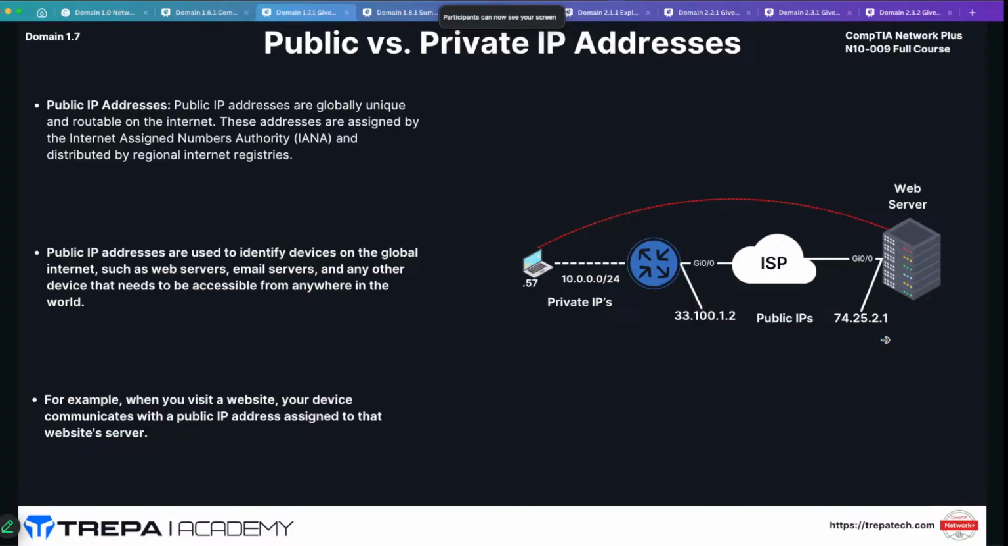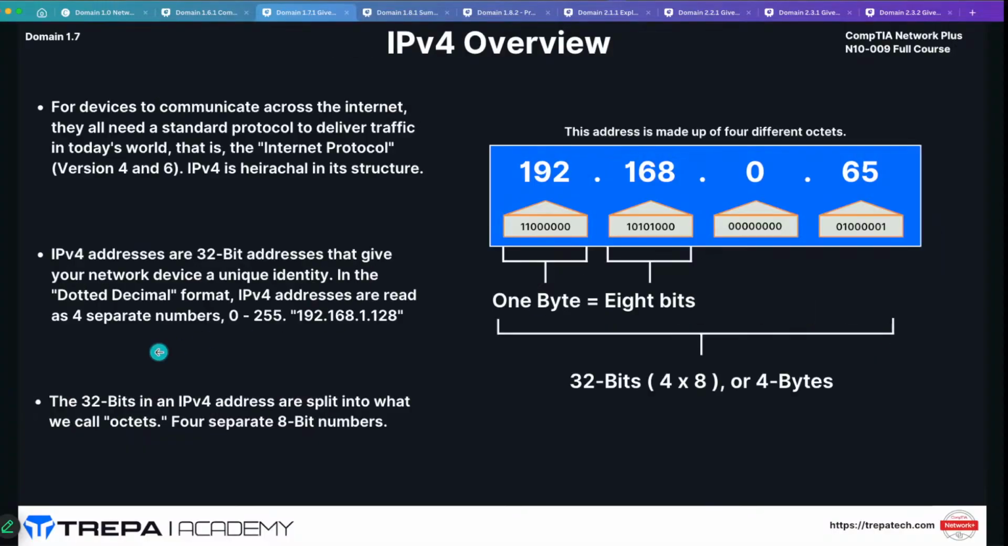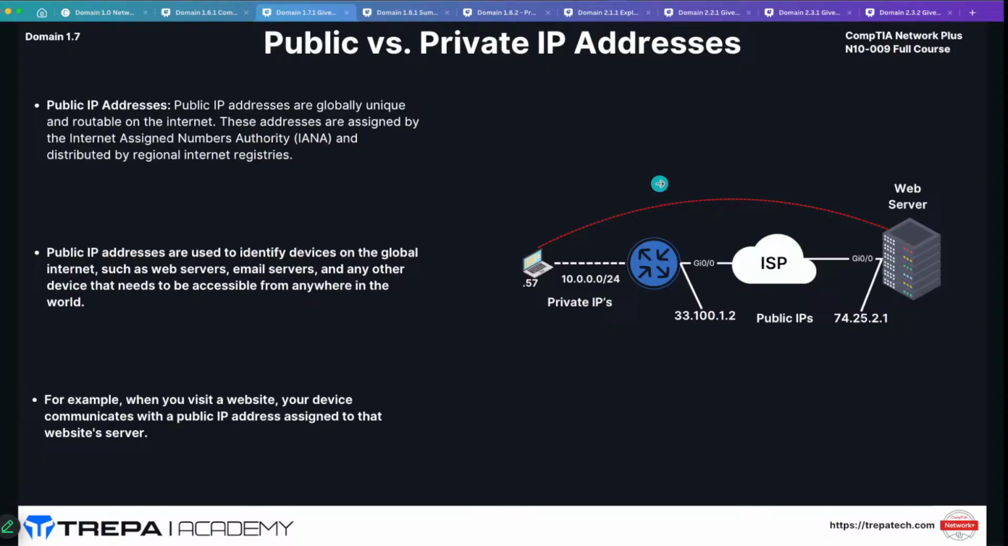Okay, so that was the IPv4 overview. One slide took us almost an hour. All right, now we're going to go public versus private IP. So check this out, guys. Remember we did 2 to the power of 32, and we came up with like 4.2 billion, and that's how many unique IP addresses there are in the world.